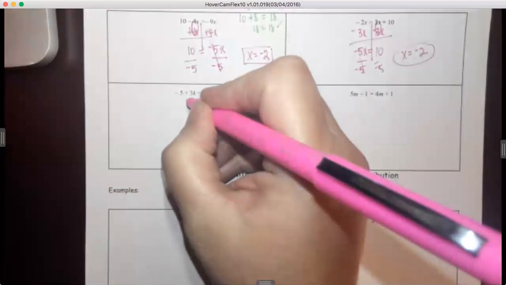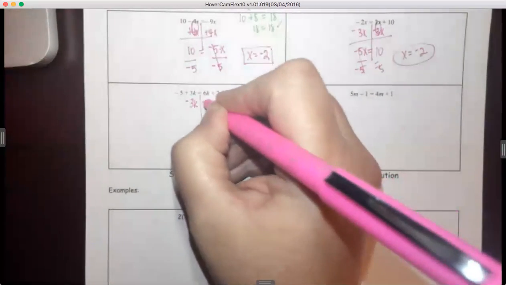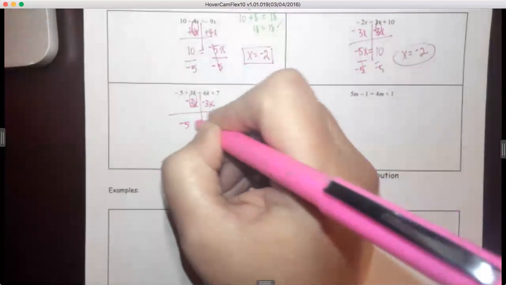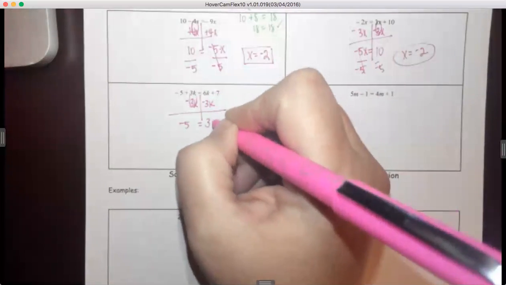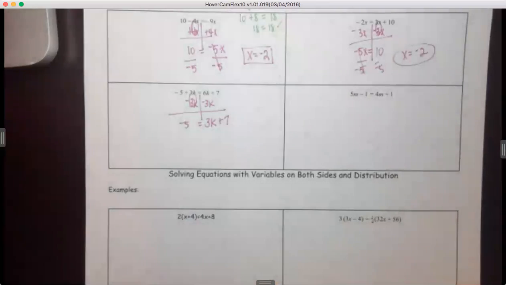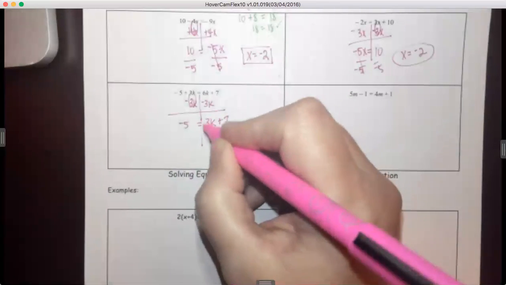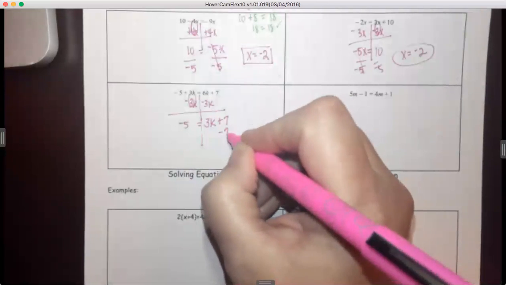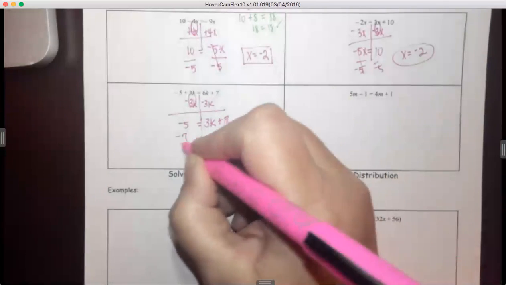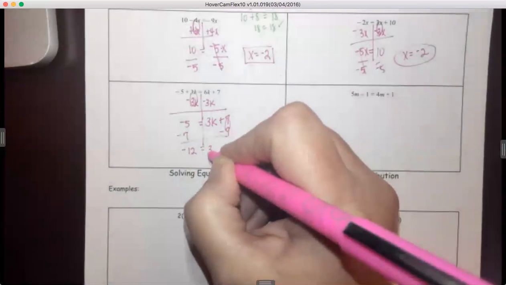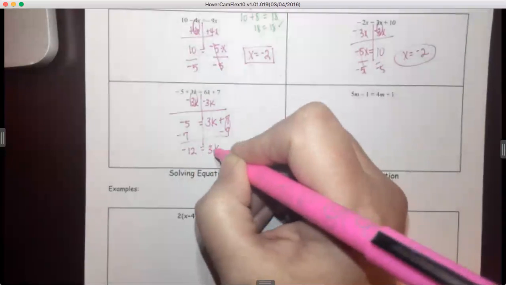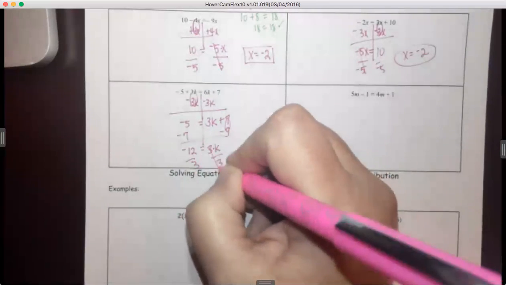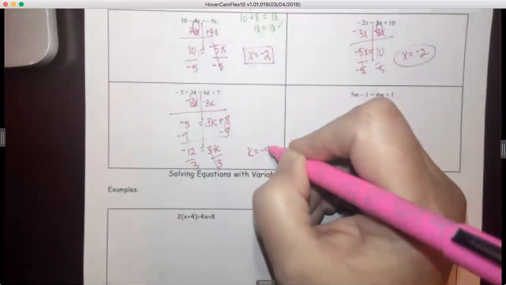So I am going to move the variable first. I'm going to move 3k over by subtracting it. 6k minus 3k is 3k. Everything else comes down. Okay, my variables are on one side. Now I need these constants, these numbers, to be on one side. So this is a positive 7. I'm going to subtract 7. I get negative 12 equals 3k. 3 and k are smushed together. There's nothing in between them. I can make a dot, which means multiply. And we're going to divide by 3. We get k equals negative 4.